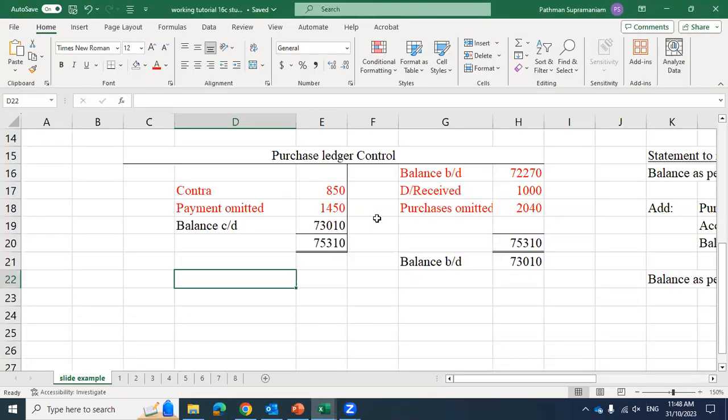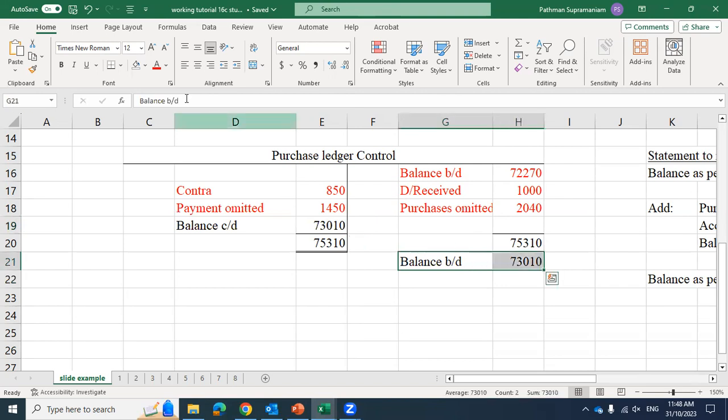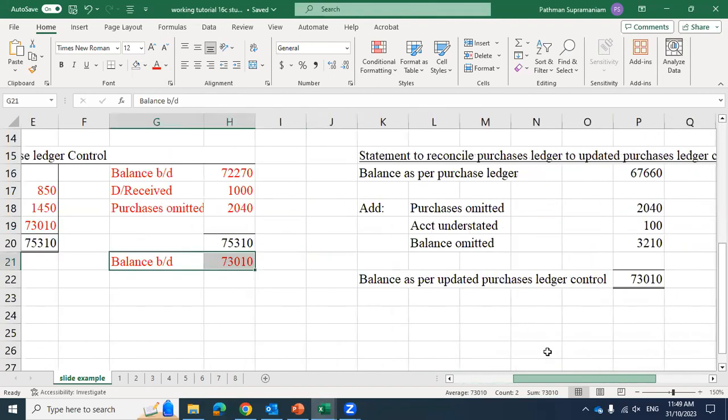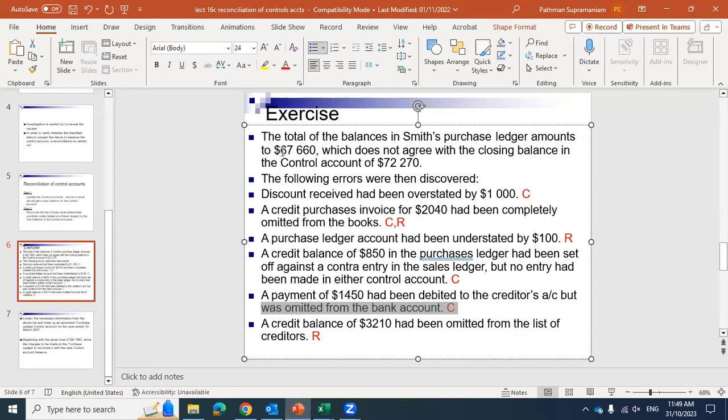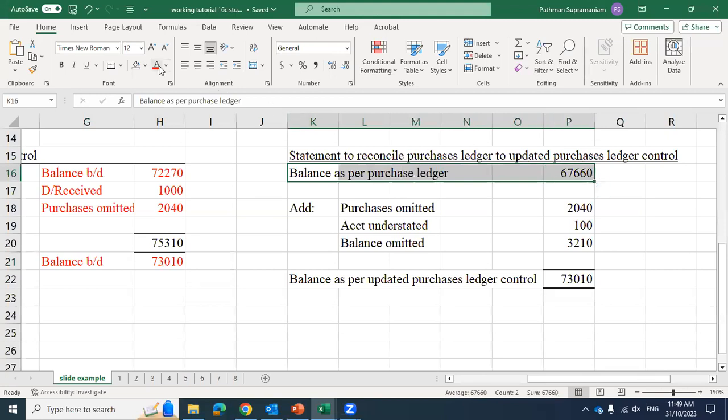So once I've completed all this, I'll balance this account up and my balance is 73,010 and I would have to bring it down. So finally, this is the correct figure. This is the correct figure. So now the next step is to prepare the reconciliation. So once again, I'm going to have to reconcile the purchase ledger balance, which is 67,660. I'll start off with that amount. And I have to end with this figure.